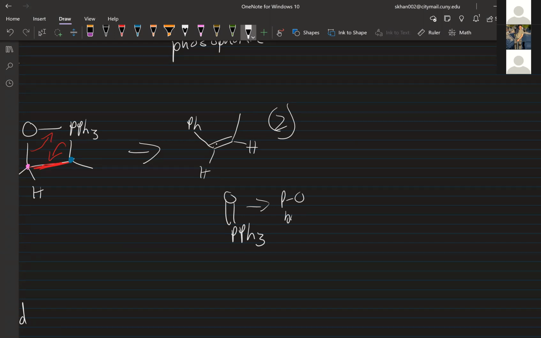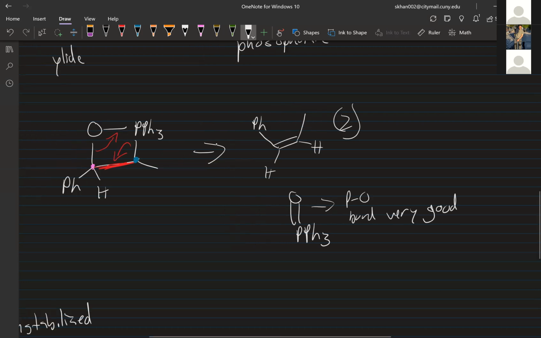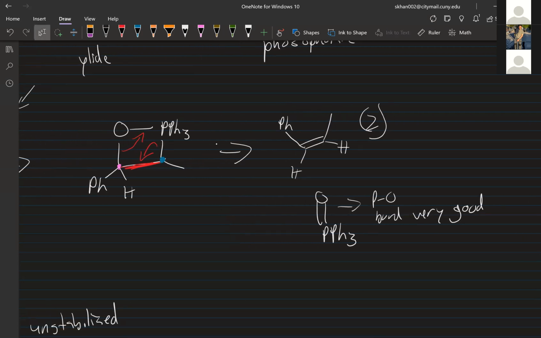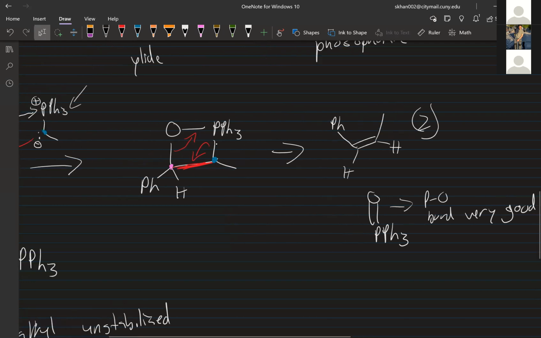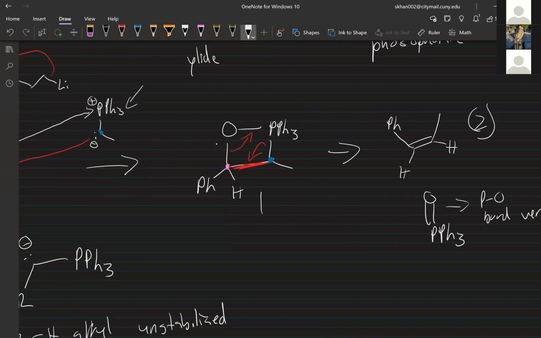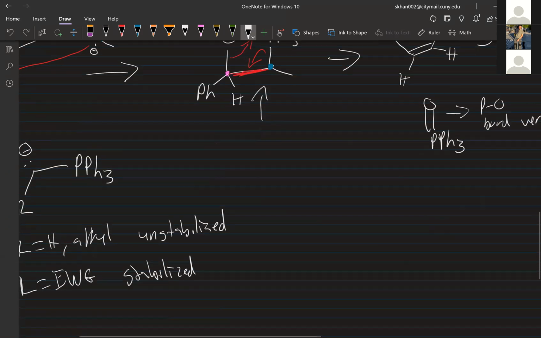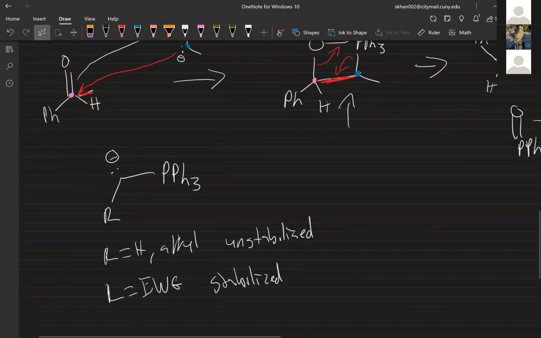PO bond, very good. So that's why this reaction goes forward, and it's not reversible. When you form that oxygen-phosphorus bond, it's not going to be able to go backwards, because you need a lot of energy in order to break that double bond. And it's a really, really good bond to form. And as you see in that second structure we have here, that's what's happening there, and that's really what the driving force is. Okay, so yeah, we have a good overview there of the Wittig.